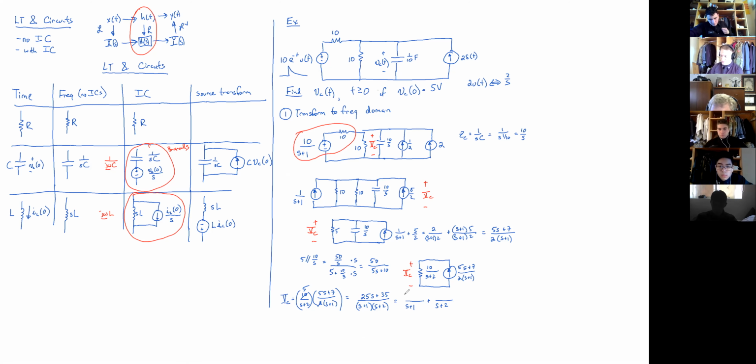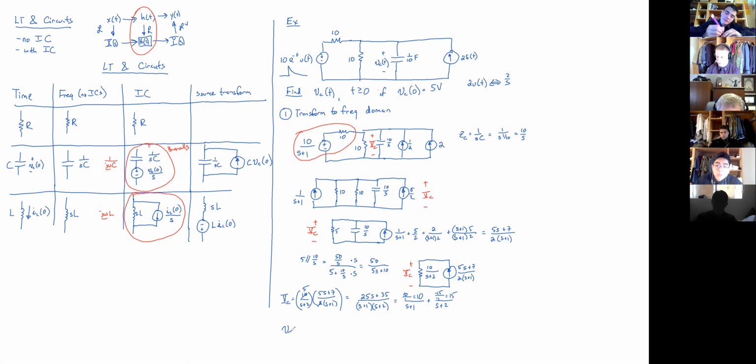So that gives us minus 25 plus 35 is 10. And negative 1 plus 2 is 1. So this first number is just 10. Plugging in, we'll cover up our s plus 2 here and plug in s equals negative 2. That gives us negative 50 plus 35 is negative 15. And negative 1 plus 1 is negative 1. So this whole thing just equals positive 15.